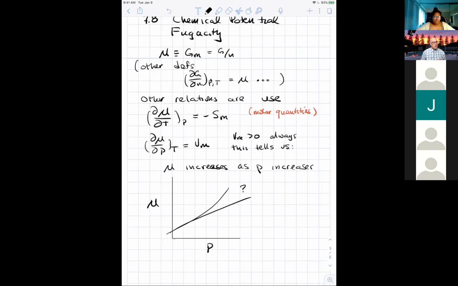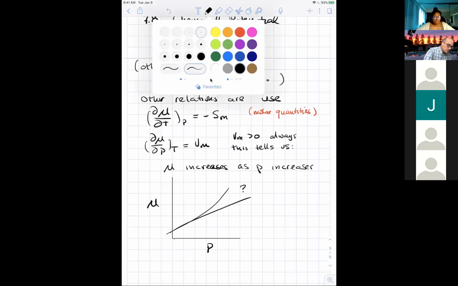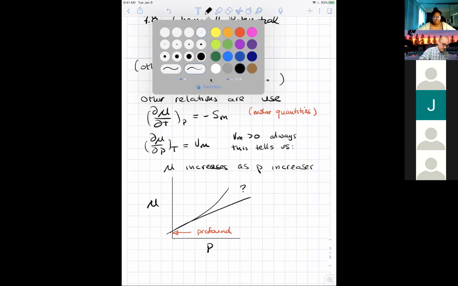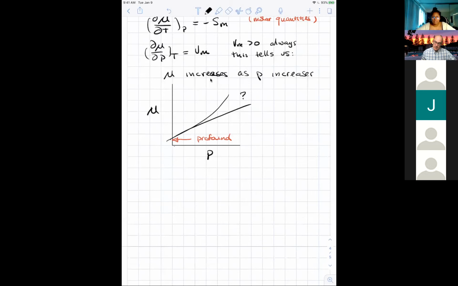This is going to have important ramifications later, right? This is one of the things that, if we understand just this relationship, it's going to have profound implications as we look in the low pressure limit.